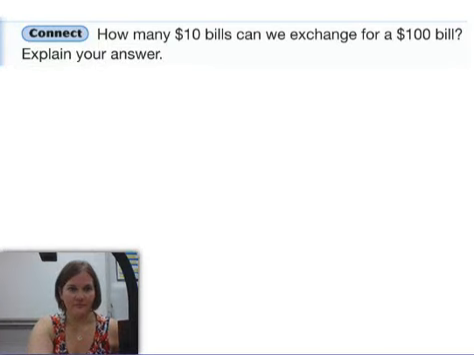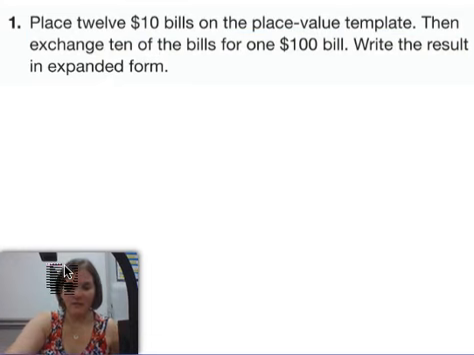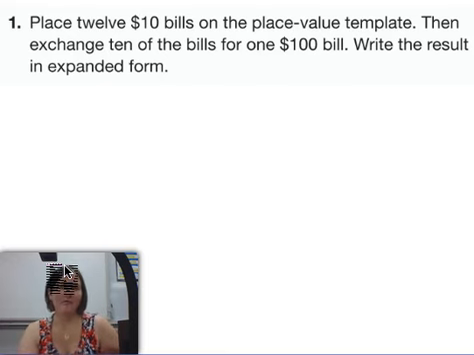All right, looking ahead here. We're going to practice a few more things on the template for homework. And then when you get back to school, we're going to do a few other questions. Okay? So what I want you to do is place 12 $10 bills on your place value template. So start off with that.